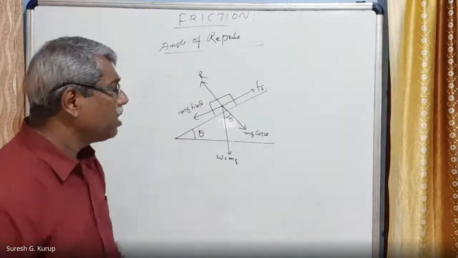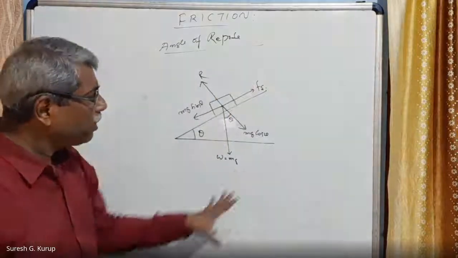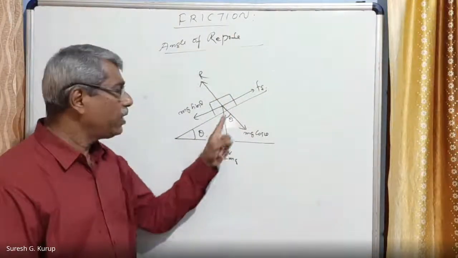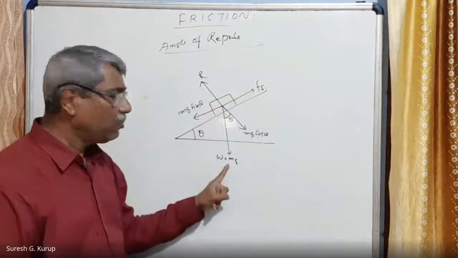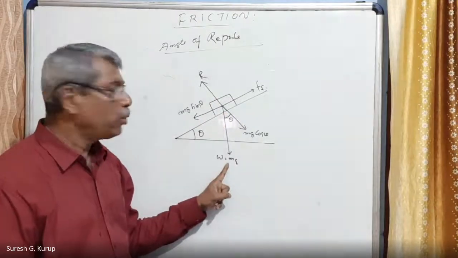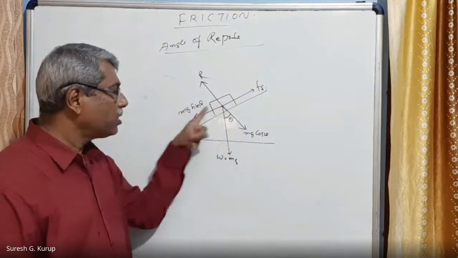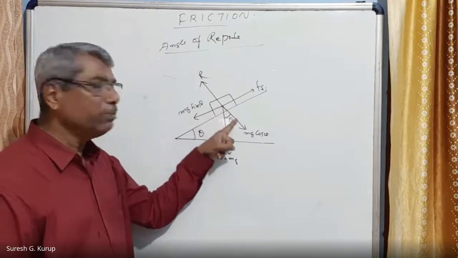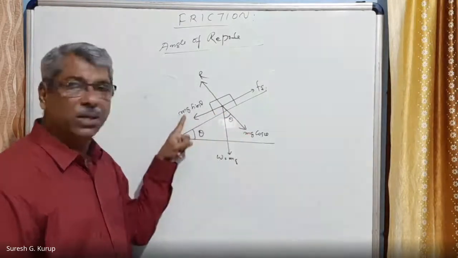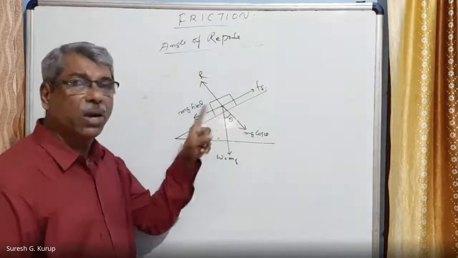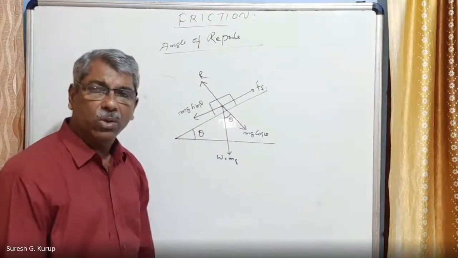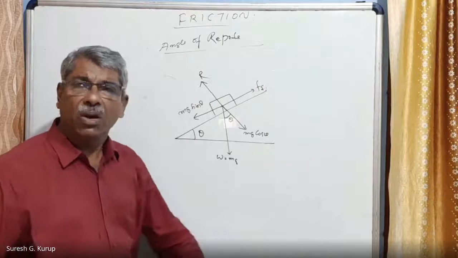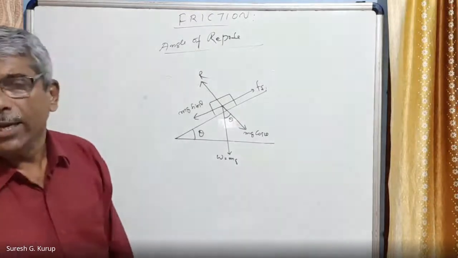Am I correct? So from this figure, it is very important to see how the variety of forces are acting. Mg is acting vertically downwards. Mg can be resolved into two components, one like this and the other like this. These two forces are orthogonal components of mg. One is mg cos theta and the other is mg sin theta. The angle between these two is 90 degrees, because orthogonal components of a vector are always perpendicular to each other.